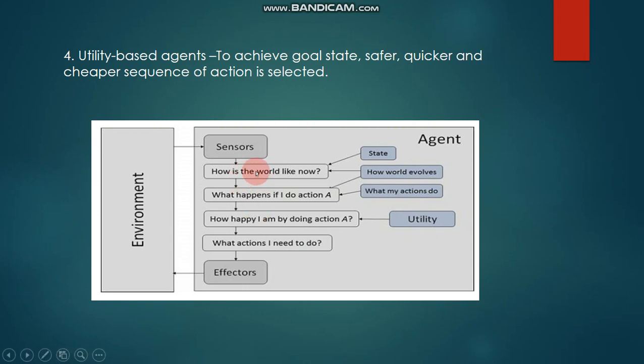It will sense, and it will be given these things: how the world is, what will happen if I do a particular action, and how happy I am by doing this action. If this action does any adverse effect, then it will not do that. That is the utility based agent. The state and the previous knowledge it has will also be checked, and then it will decide on an action based on the previous history and the current perception, and give an action.